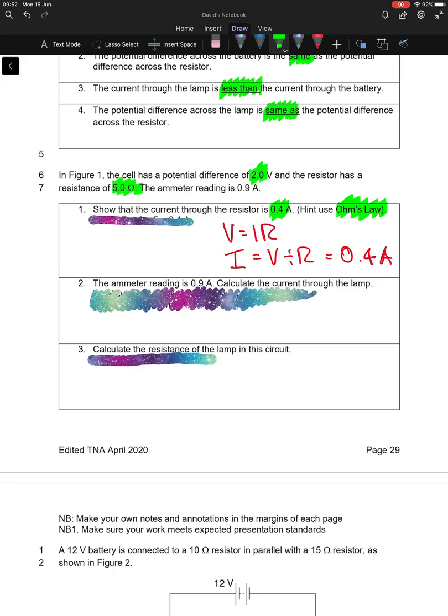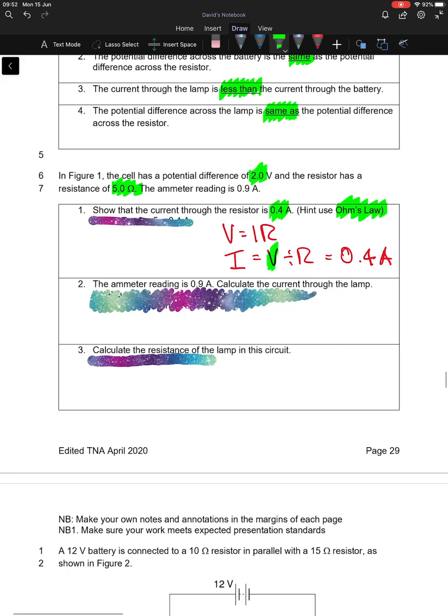So in figure 1, the cell has a potential difference of 2 volts and the resistor has a resistance of 5 ohms. Oh, we've got a V and we've got an R. What do we do with those 2 numbers? We divide them. So we have 2 divided by 5. And as you'll see in our answers, 2 divided by 5 is 0.4 amps.